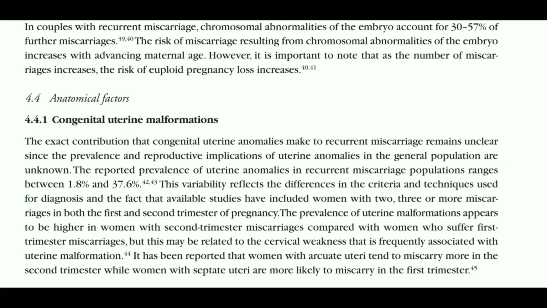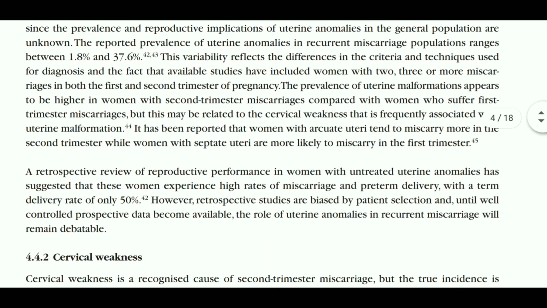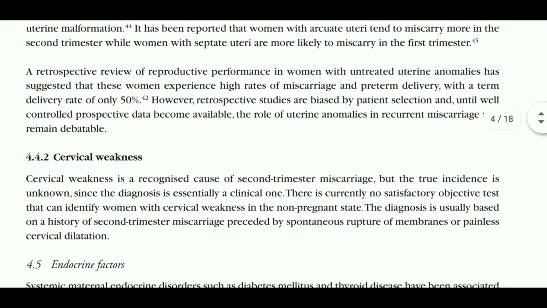Now coming toward the type of anomalies, it has been reported that women with a septate uterus tend to miscarry more in the second trimester, while women with a subseptate uterus are more likely to miscarry in the first trimester. Now, what is the term delivery rate in a patient with uterine abnormalities?